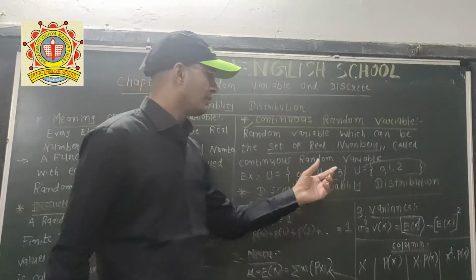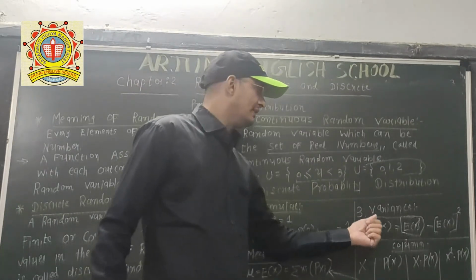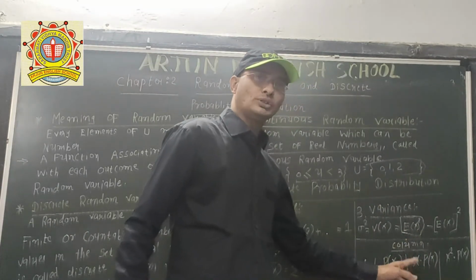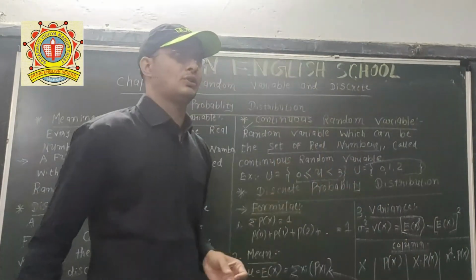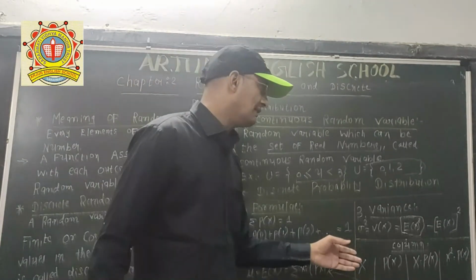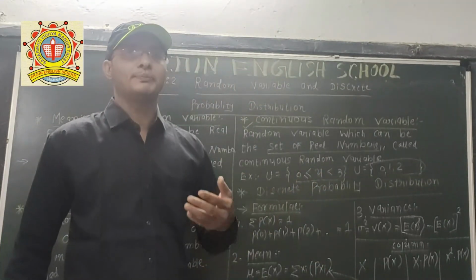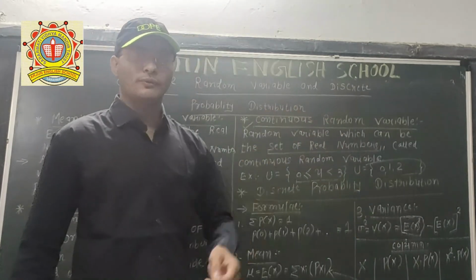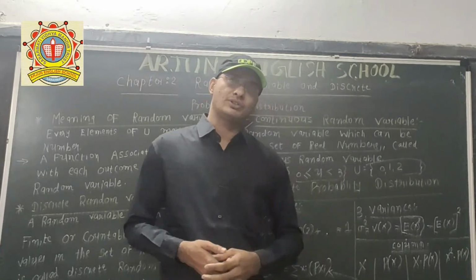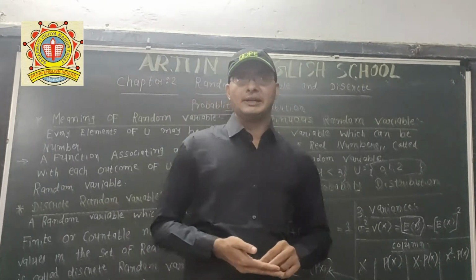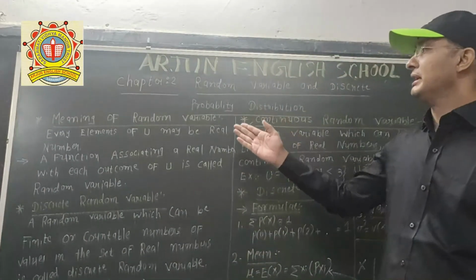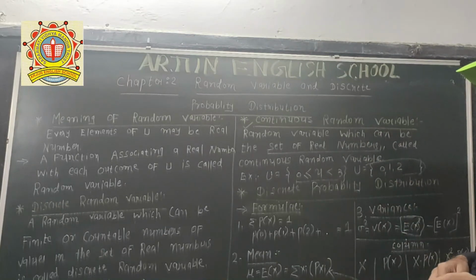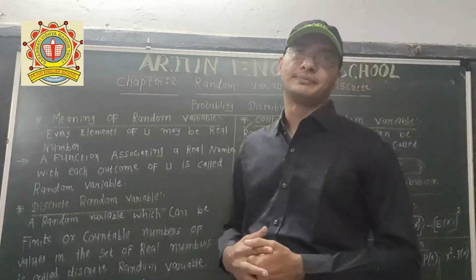If they ask for variance, sigma square is equal to V of x, which is equal to the total of 4th column minus the square of the total of 3rd column. So it is called variance. And if they ask for standard deviation, first of all find the variance, and the under root of variance becomes the standard deviation. Okay, so in the theoretical part we have completed the meaning of random variables, discrete random variables, continuous random variables, discrete probability distribution, and its formulas.